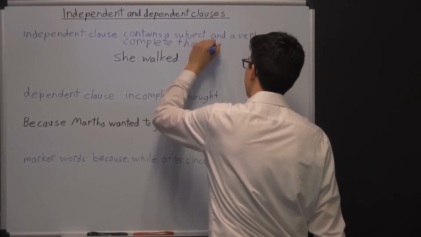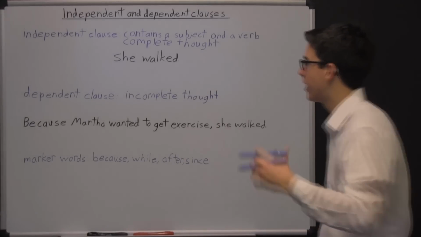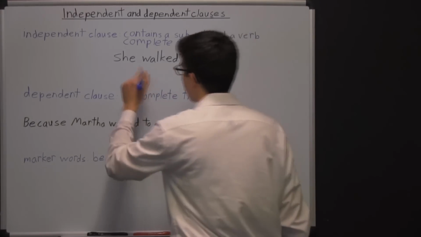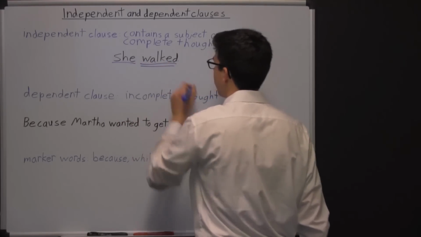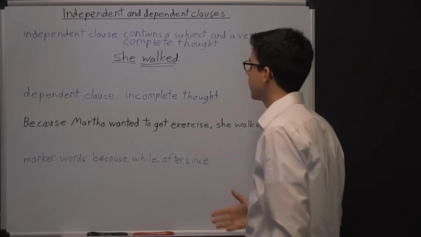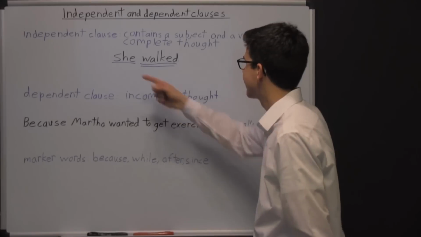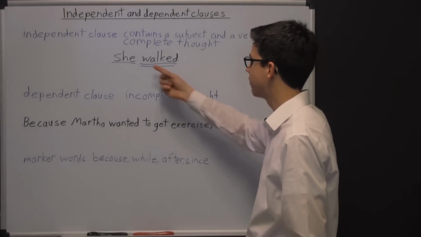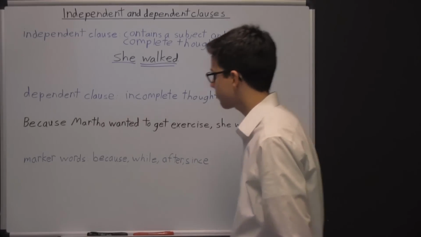So an example is the sentence, she walked. It's a short sentence, but it is a complete thought. It's an independent clause because first we have a subject, she, and then we have a verb, walked. So we have a subject and a verb, and then it's also a complete thought. This doesn't leave you hanging. It's not a sentence fragment. It's a standalone unit. She walked. That gives you information, and it doesn't leave you wanting more information.